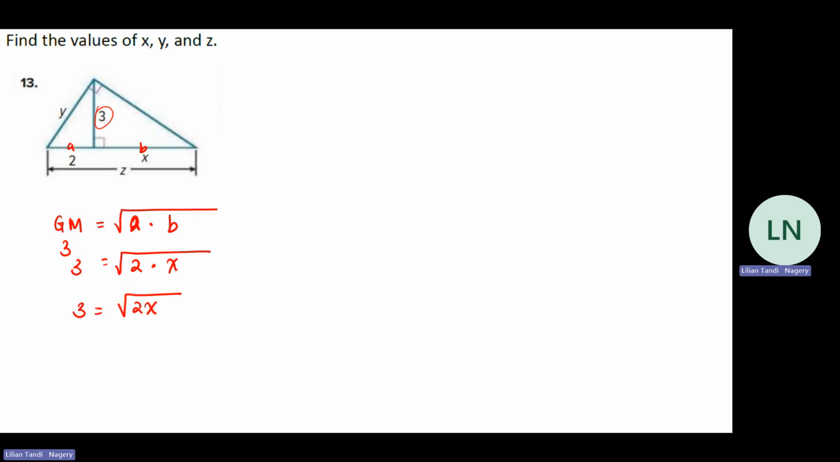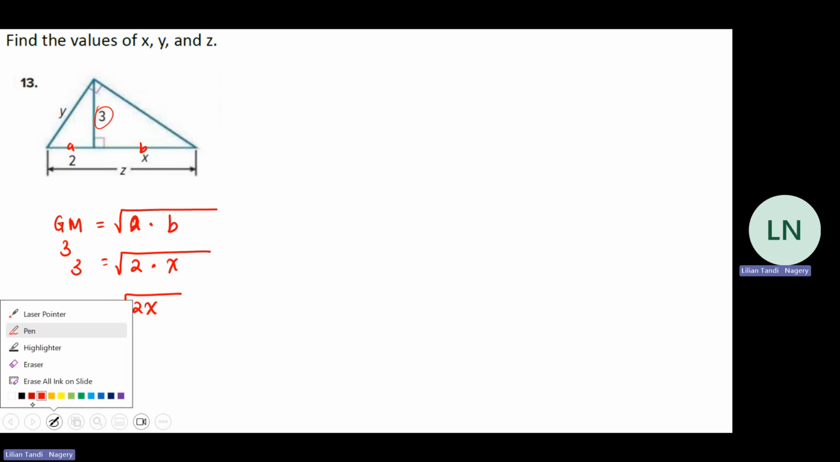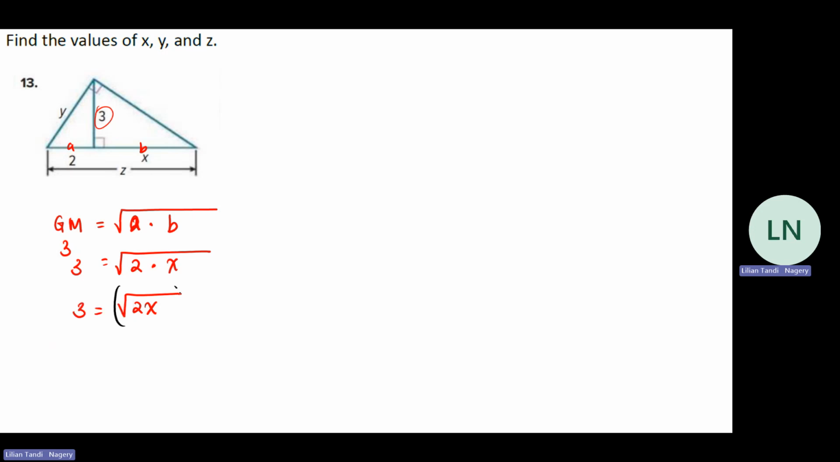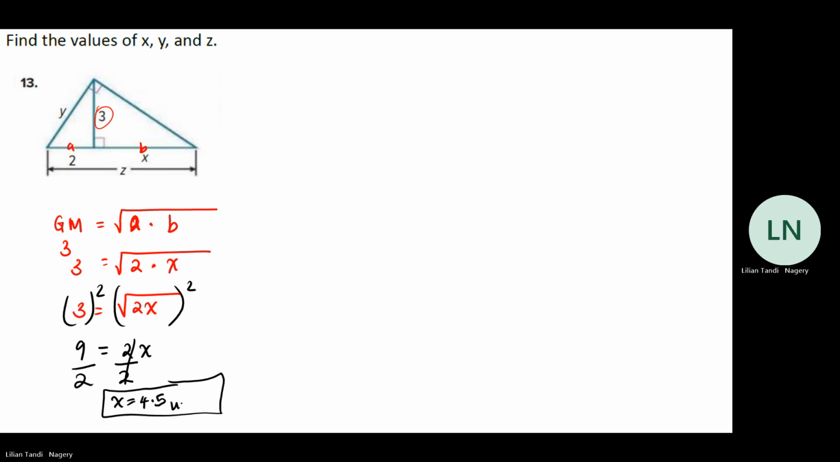Now I need to remove this square root. How do I remove the square root? I remove the square root by squaring both sides. So this is 9 and this is 2x. Now to find x, I will divide by 2 on both sides. This goes away and x is 4.5, 4 and 5 tenths units. Okay? So now I get here 4 and 5 tenths.